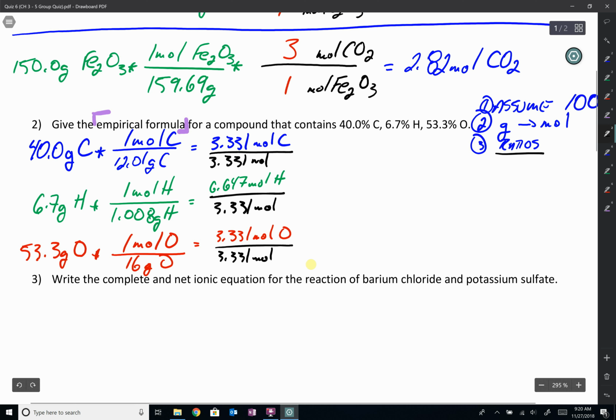I'll just underline this in black just to know where that color is coming from. We can do some of this math in our head. 3.331 divided by 3.331 is 1. And 6.647 divided by 3.331 is equal to about 1.99. So this is telling us we have a ratio of 1 carbon to 1 oxygen to 1.99 hydrogens.